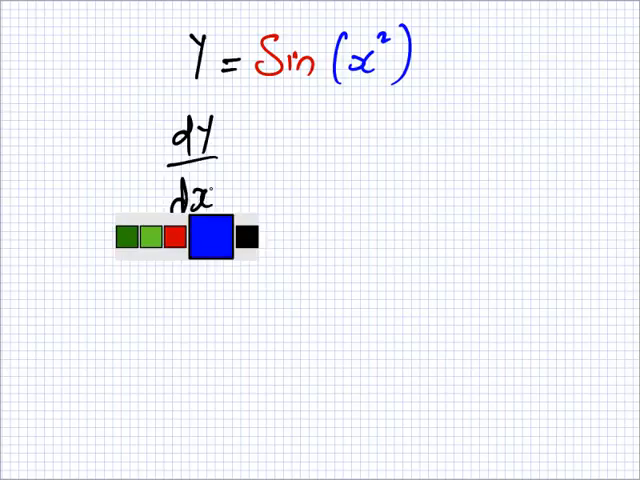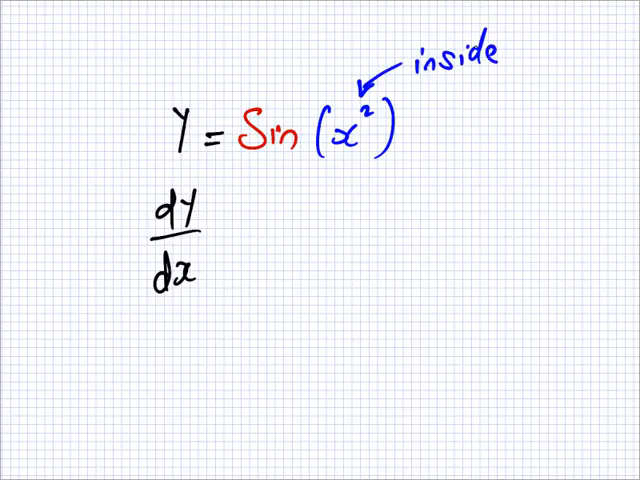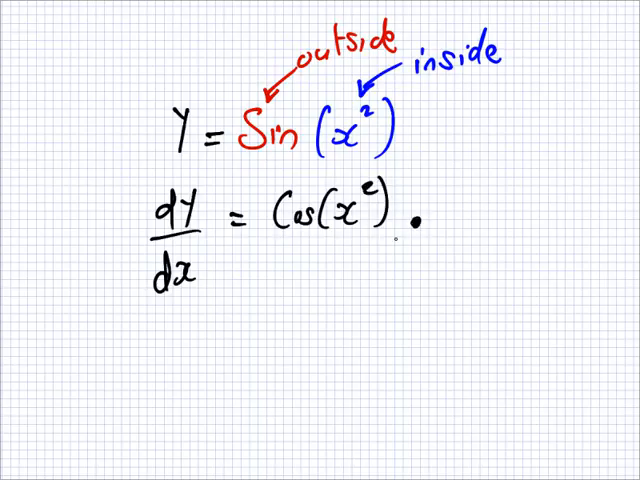What you need to do this way is see which part is the inside and which part is the outside. The rule is you differentiate the outside first, so sine would become cos, and you would get cos x squared. Then you multiply by the inside's derivative, which is 2x. And that will be the answer then.